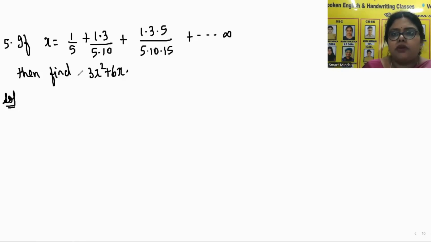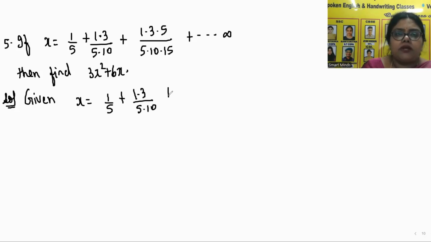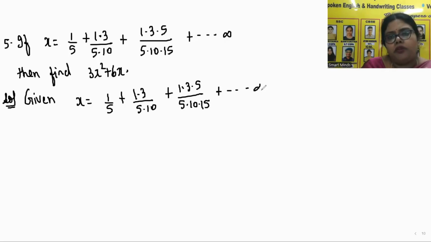We have x is equal to 1 by 5 plus (1 into 3) by (5 into 10) plus (1 into 3 into 5) by (5 into 10 into 15) plus 1 up to infinity. Then we need to find 3x square plus 6x. So first let us write down what is given to us. x equals to 1 by 5 plus (1 into 3) by (5 into 10) plus (1 into 3 into 5) by (5 into 10 into 15) plus so on up to infinity.